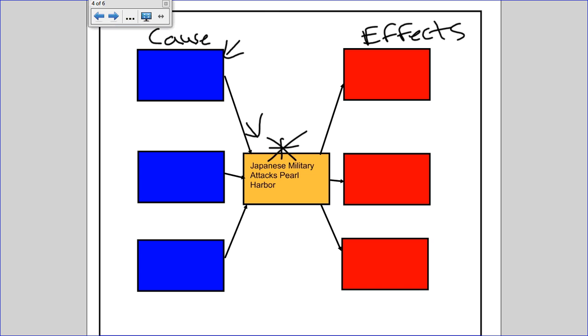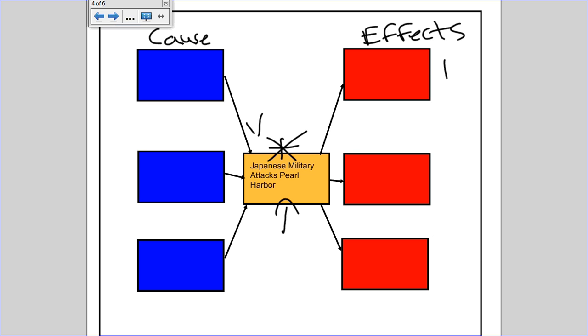That is why it is vitally important that whenever you make your multi-flow map, you have arrows and not just lines, because we want to make sure that our map shows a flowing relationship. So because these things on the left happen, that is why the Japanese military attacks Pearl Harbor. Likewise, we have arrows over here, and we can read it still from left to right. These are our effects. Because the Japanese military attacks Pearl Harbor, this happened, and this happened, and this happened.